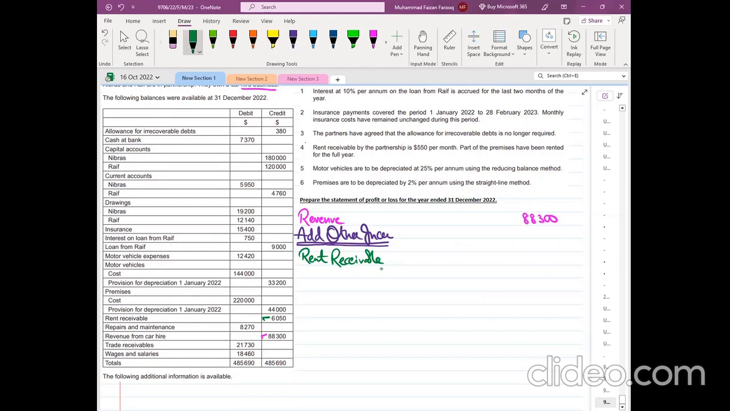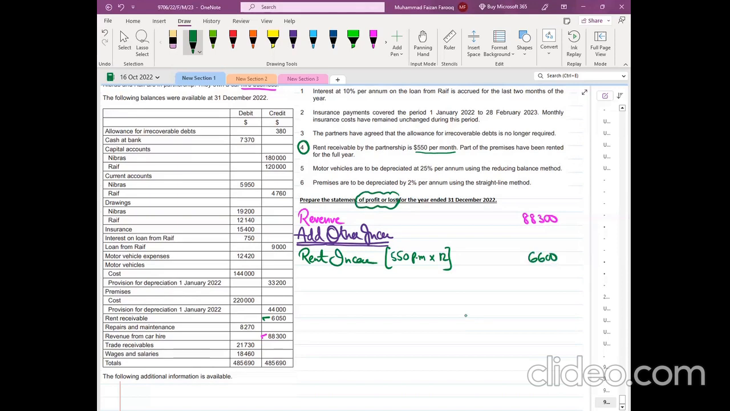About rent receivable, there is note number 4. What they said: rent receivable by the partnership is 550 per month. Part of the premises has been rented throughout the year. So what should we do? The rent amount is 550 per month, and the premises is rented throughout, meaning 12 months. So what's supposed to be the income? Can you help me with the number? 6,600. This is my income.